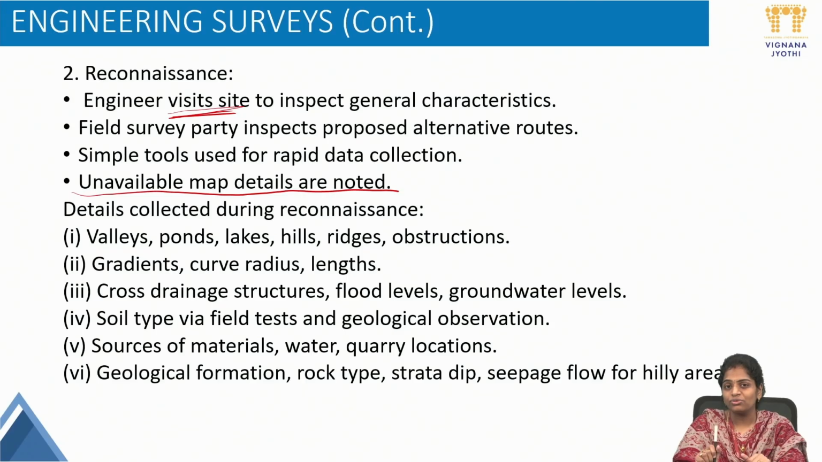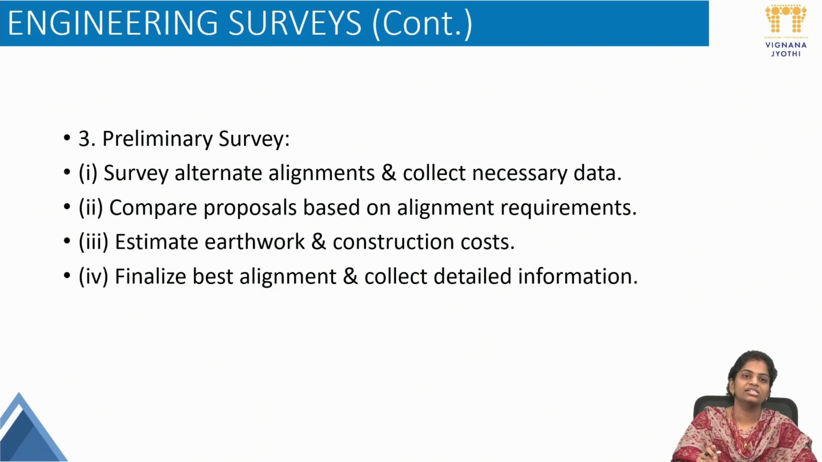After going to the site, what will he do? The field survey party inspects proposed alternative routes, simple tools are used for rapid data collection, and most importantly, he will collect all the details from the field which are unavailable in the map. That is important. Details like valleys, ponds, lakes, hills, gradients, cross drainage structures, soil type, sources of material. Soil type data will not be there in the map, right? Cross drainage structures will not be there. So such data will be collected. Sources of materials, water, quarry locations, everything he will collect in the reconnaissance survey.